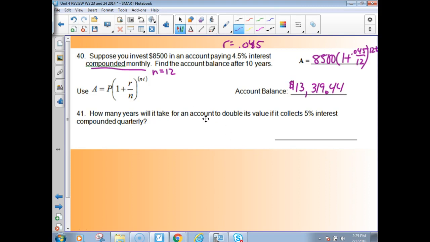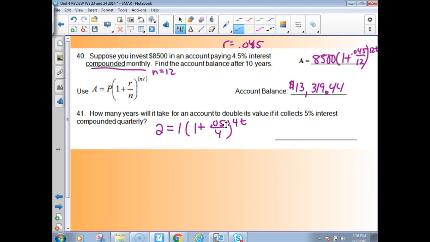Then it says, how many years will it take an account to double its value if it collects 5% interest, compounded quarterly? Okay, 2 ways to solve the problem. You can put in a 2 for doubling. You can put in 1 then for the amount in the account. And you can put in 1 plus, oops, not minus. I don't know why I hit a minus there. There we go. 1 plus 0.05. Quarterly is 4 times a year. Divide by 4 to the 4 times t. I don't know what t is.